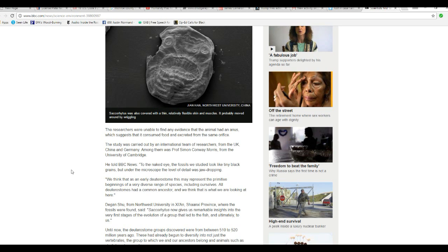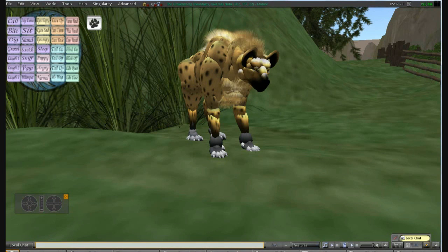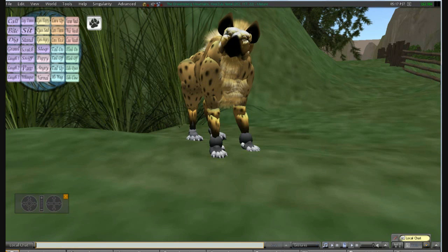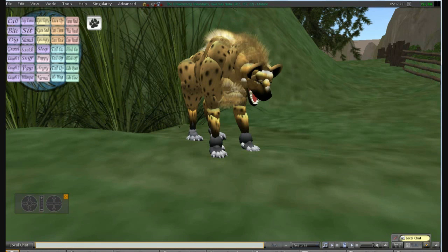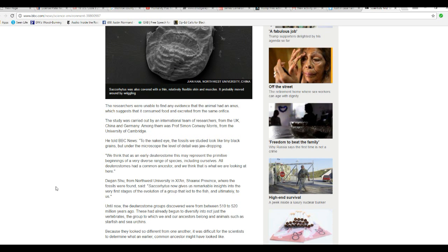Degan Shu from Northwest University in Xi'an, Shaanxi province, where the fossils were found, said it now gives us remarkable insights into the very first stages of the evolution of a group that led to fish, ultimately to us. Unbelievable. Some little piece of fucking plankton. Come on, people. Please don't take these people seriously.